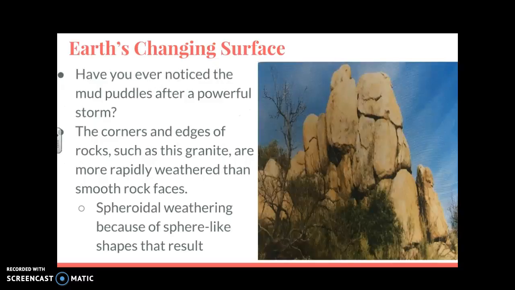Have you ever noticed the mud puddles after a powerful storm? The corners and edges of rocks, such as this granite shown here, are more rapidly weathered than smooth rock faces. We call that spheroidal weathering because of the sphere-like shapes that result. And you can see here almost circular in formation. And for us locally, elephant rocks would be a very good example.